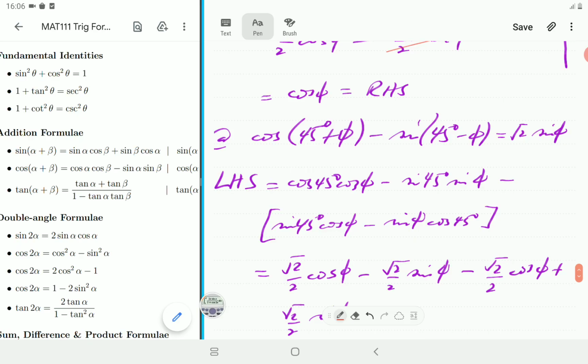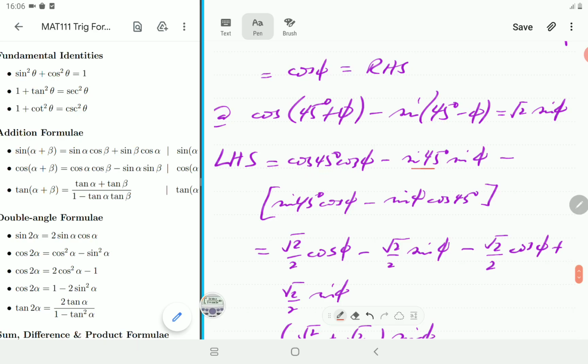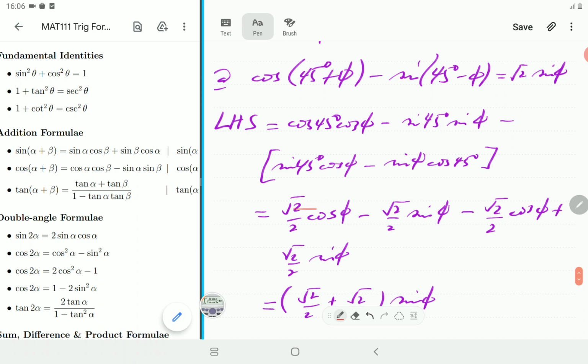Then sine 45 is equal to cosine 45. They are both equal to root 2 over 2. So if we plug in root 2 over 2 here, here, here, and there, we're going to get root 2 on 2 cos phi minus root 2 on 2 sine phi. So there's these two terms minus. This one is going to be minus root 2 on 2 cos phi. Minus and minus, this one is going to be plus root 2 on 2 sine phi.